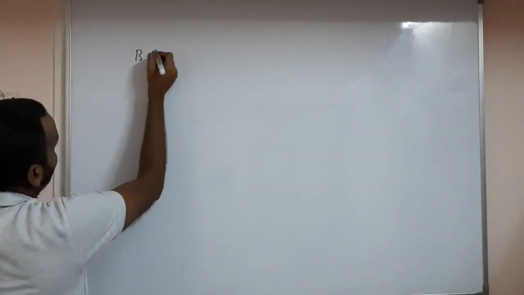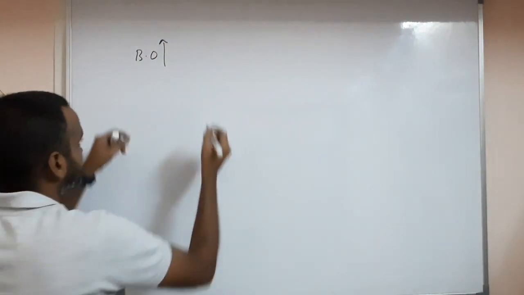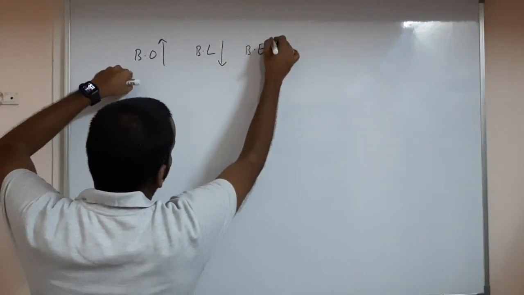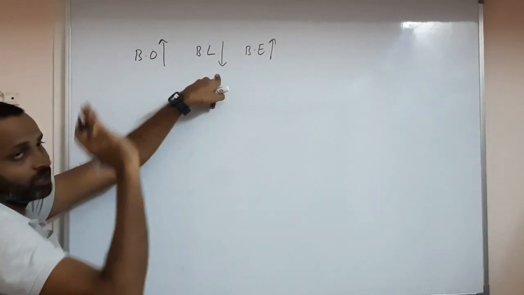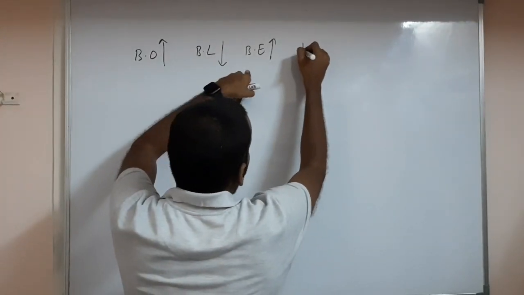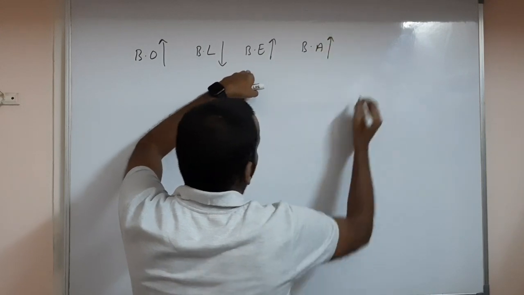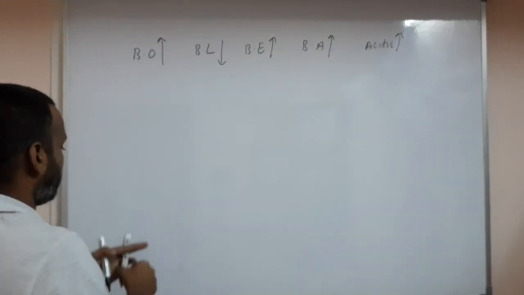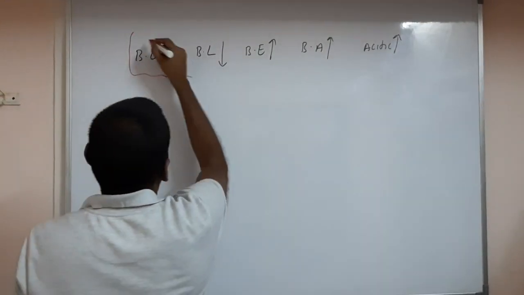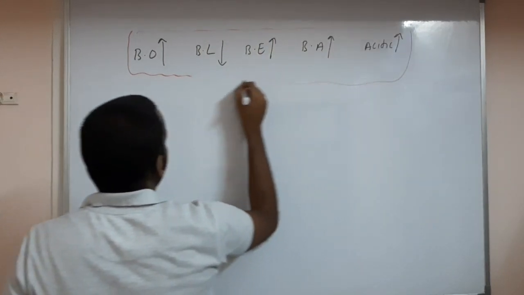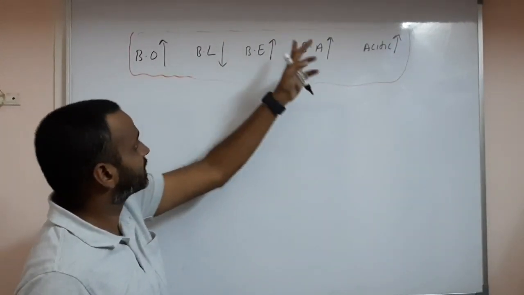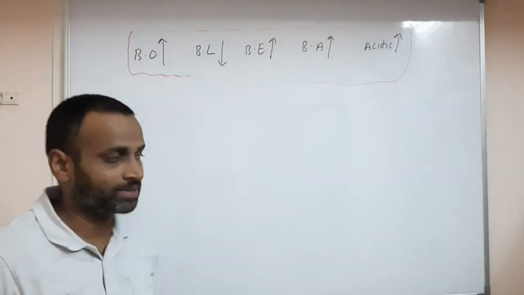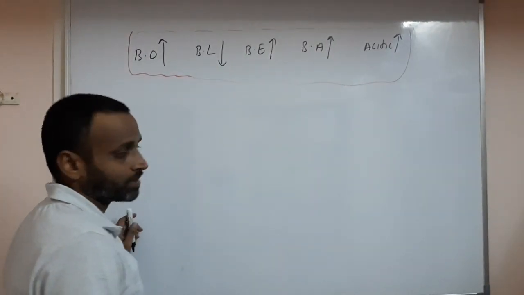Bond order will decide many things. If bond order increases, then bond length decreases, bond energy increases. Bond length is the one that decreases, and the remaining all will increase: bond energy increases, bond angle increases, acidic character increases. Very, very important. Remember all these things. These all are very, very important, sir. Please note it down.